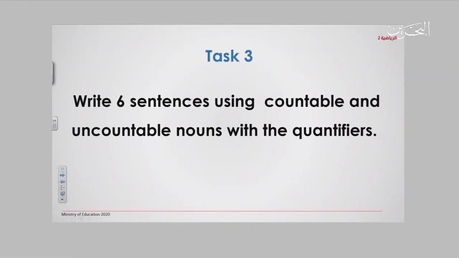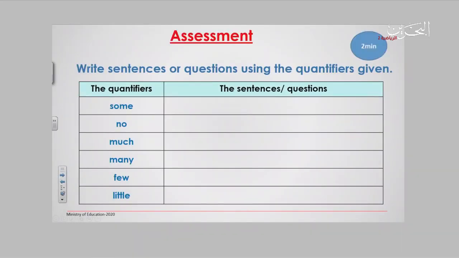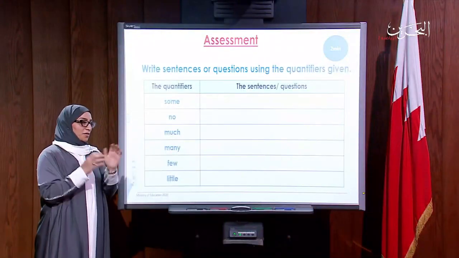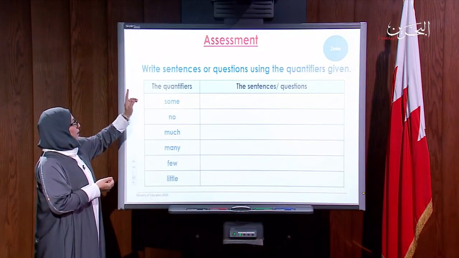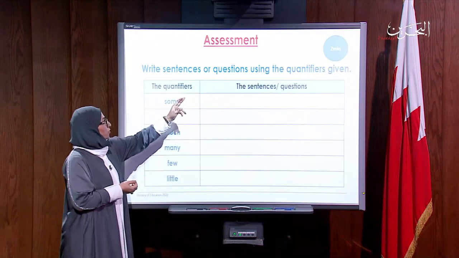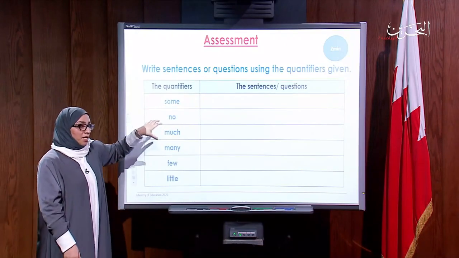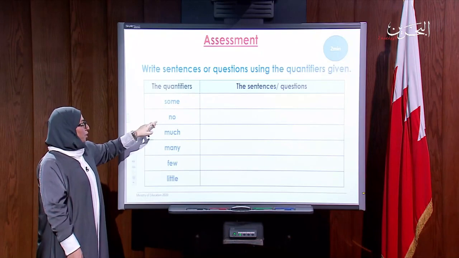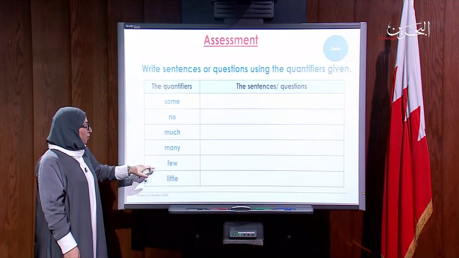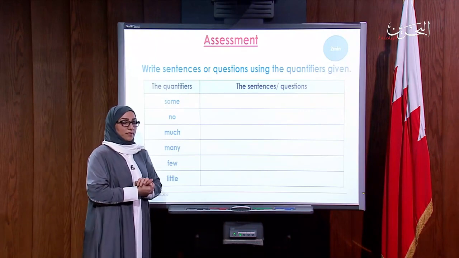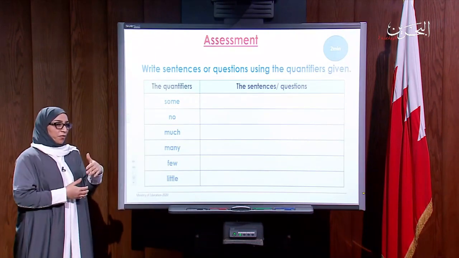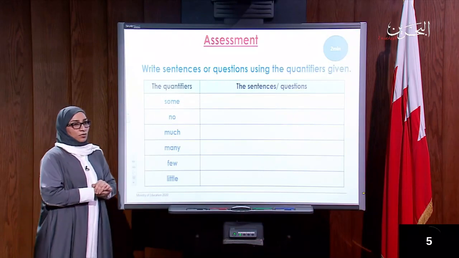Write 6 sentences using countable and uncountable nouns with the quantifiers we introduced. You can do it as I did here in this slide as a table, or you can just write your own sentences. I want you to practice using all the quantifiers, but I give you here some examples: some, no, much, many, few, little. You have 2 minutes to do this task before I click to check your answers.